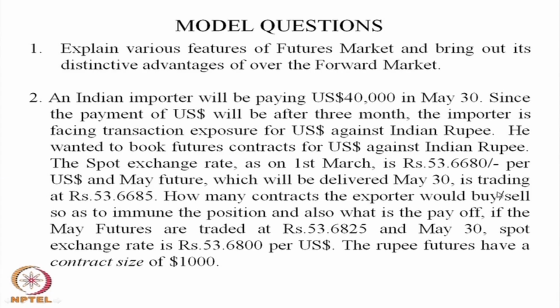The spot exchange rate as on 1st March is 53.6680, and the May future running during March is 53.6685. How many future contracts would the importer buy and sell so as to immune his position, and what is the payoff if the May futures are traded at 53.6825 and on May 30th the spot exchange rate is 53.68 per US dollar? The rupee futures have a contract size of $1000. We have already discussed the problem from the perspective of the exporter. You can discuss this problem and do it from the perspective of the importer.